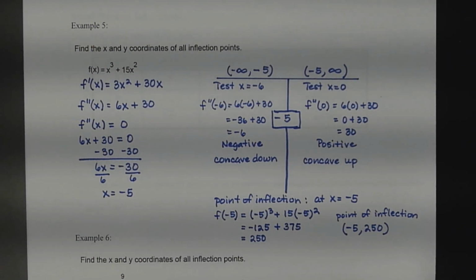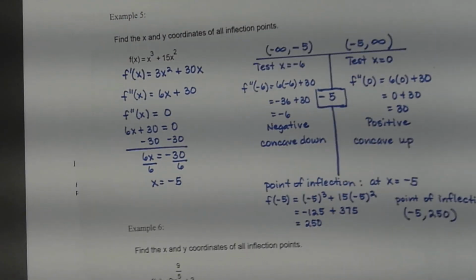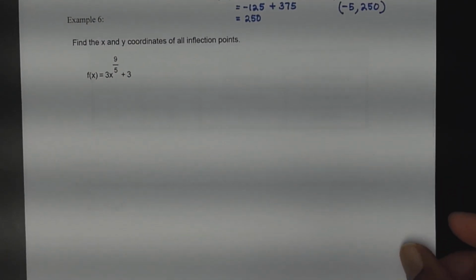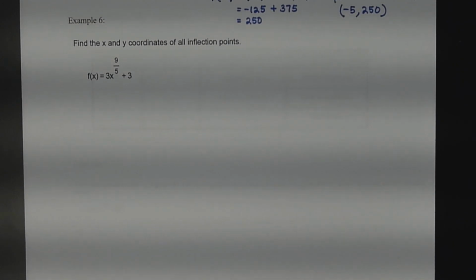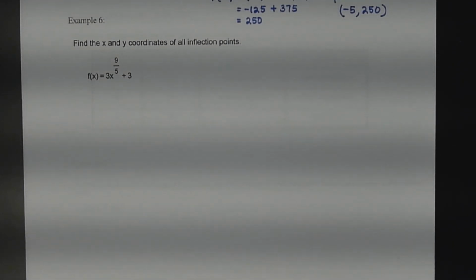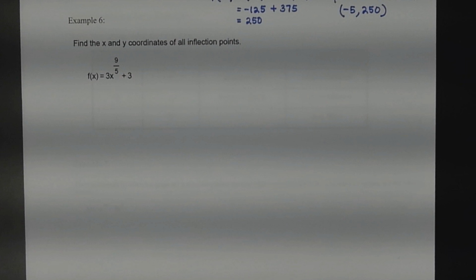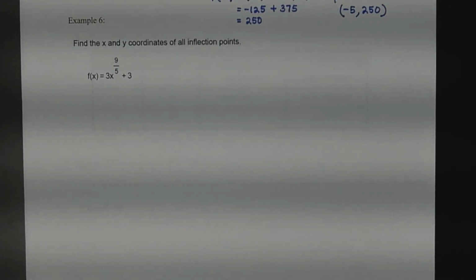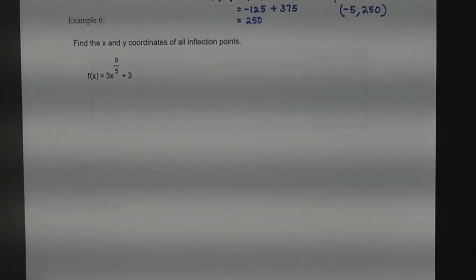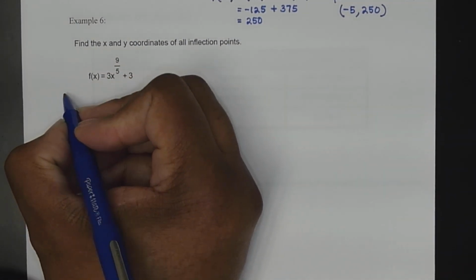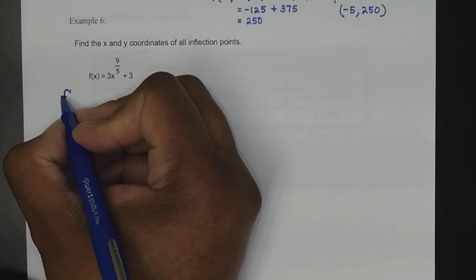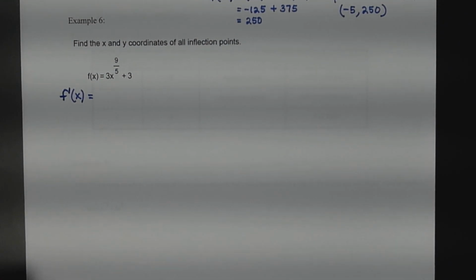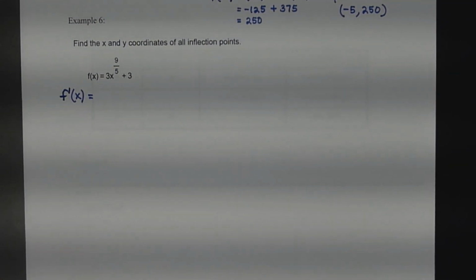All right, this next example is also finding the x and the y coordinates of all points of inflection. This time we have f of x equal to 3 times x to the 9/5 plus 3. And here we want to find that point of inflection. So let's find the first derivative, that's f prime of x. And the way we're going to do that is this.